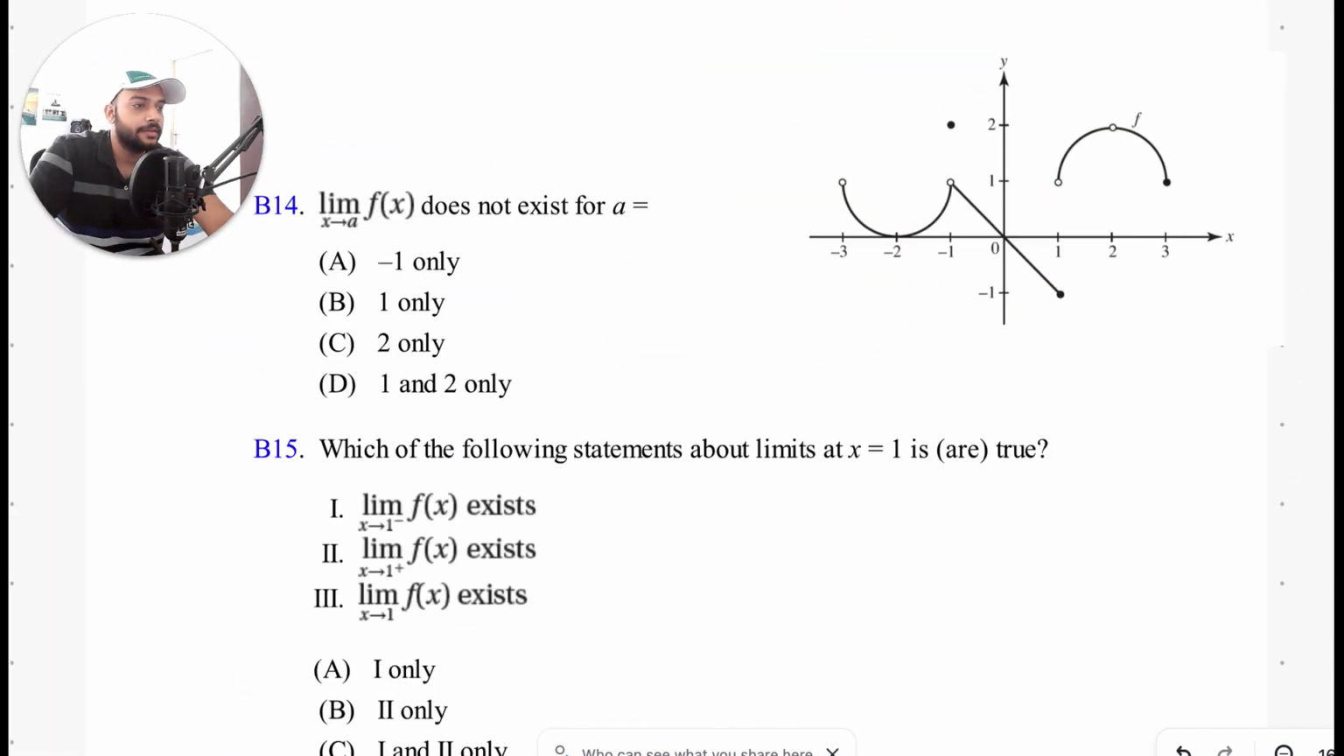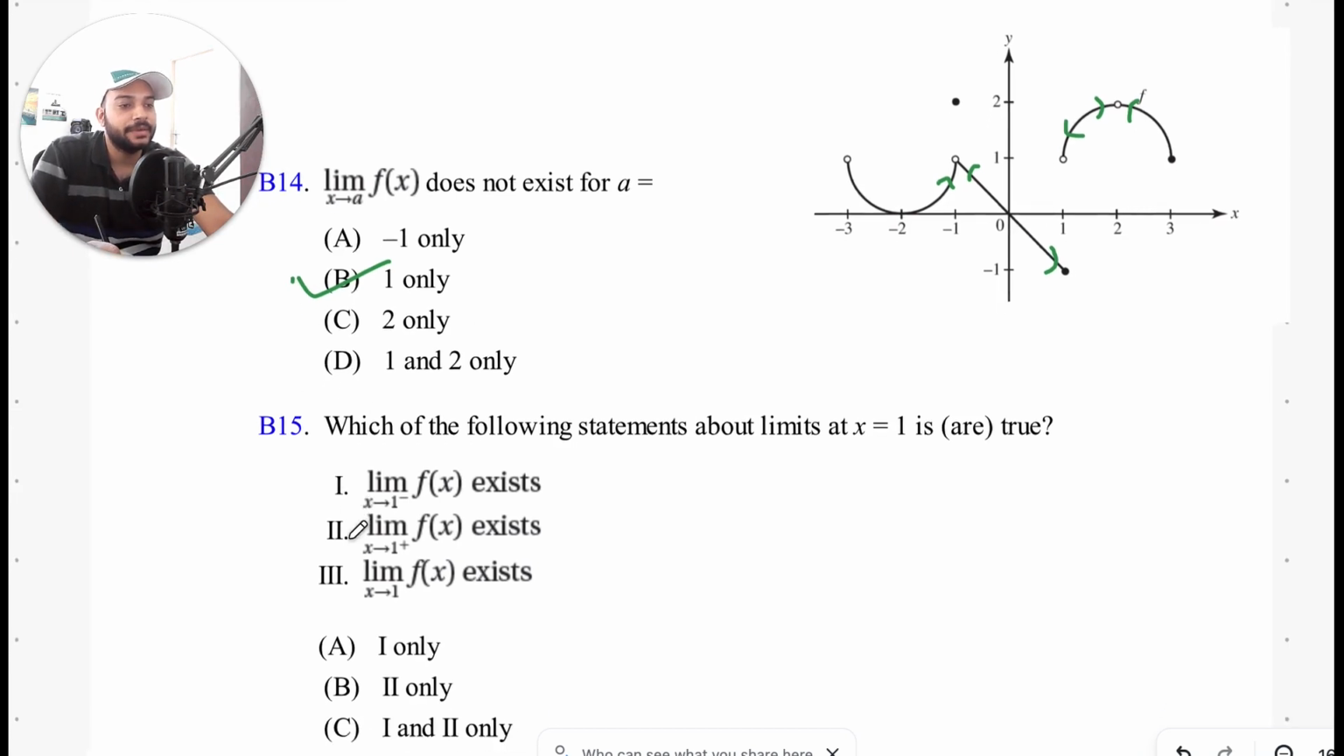I'll turn over the page. Okay, B14. Limit x tending to a f(x) does not exist for a is equal to. At -1, the limit exists. At x equal to 1, the limit does not exist. At x is equal to 2, the limit again exists. How? For -1, approaching the same value. For 1, approaching two different values. For 2, approaching the same value. Okay. So at 1, does not exist. So option B. Okay.